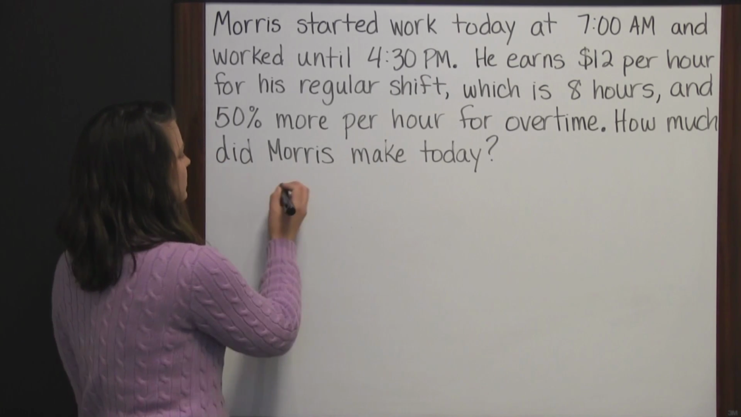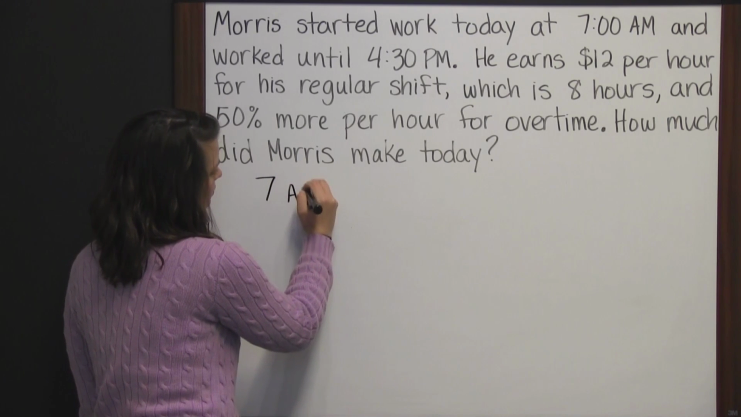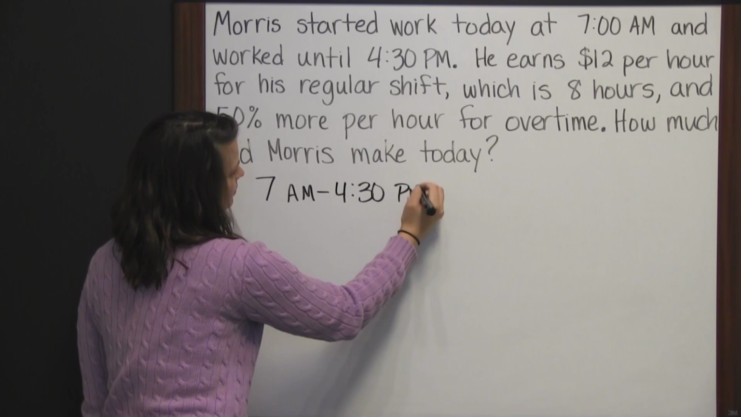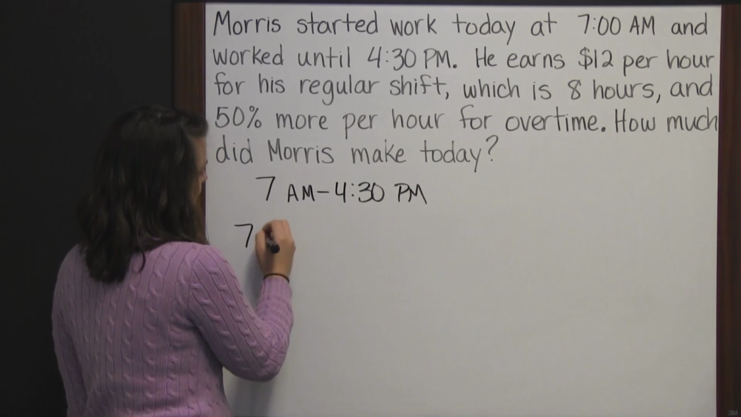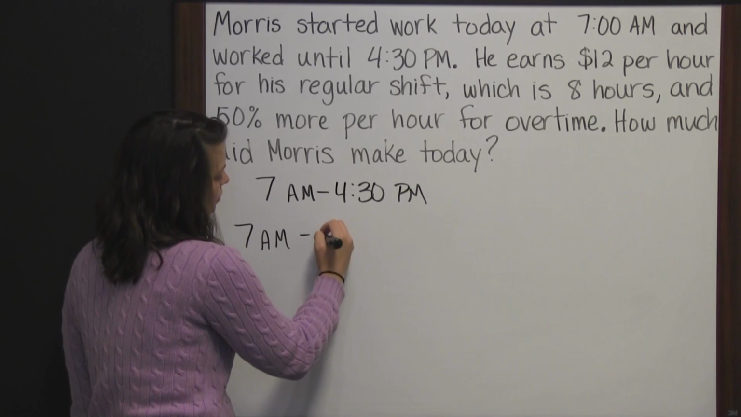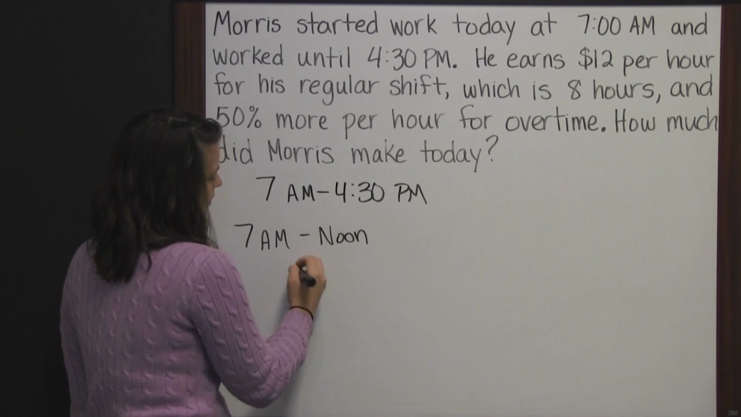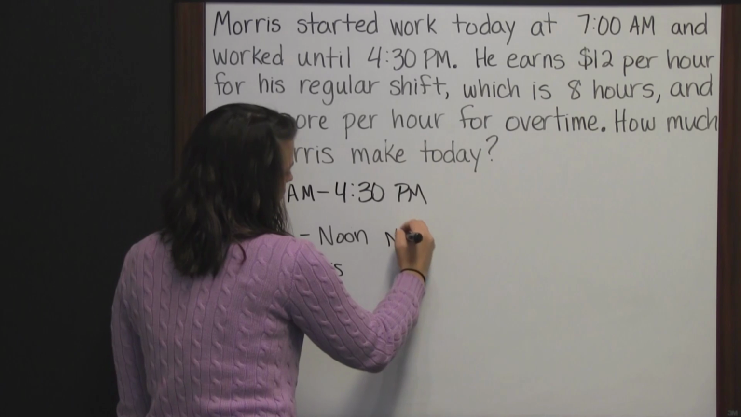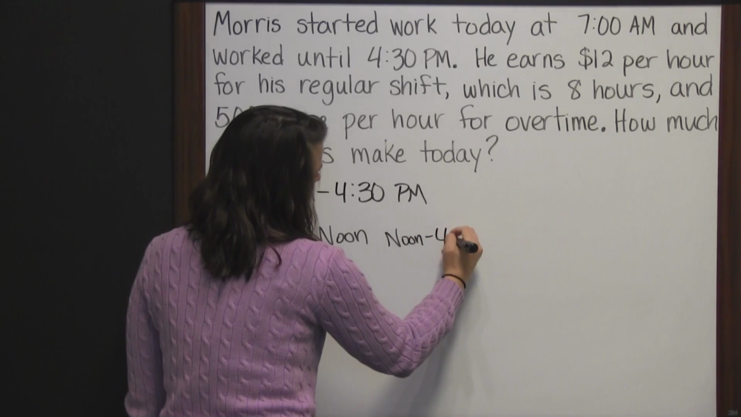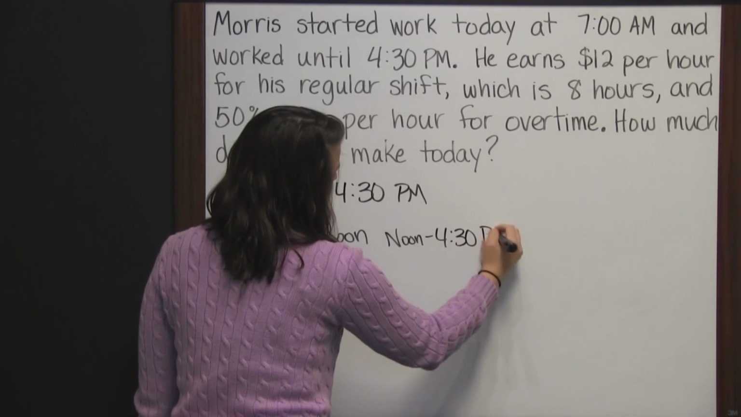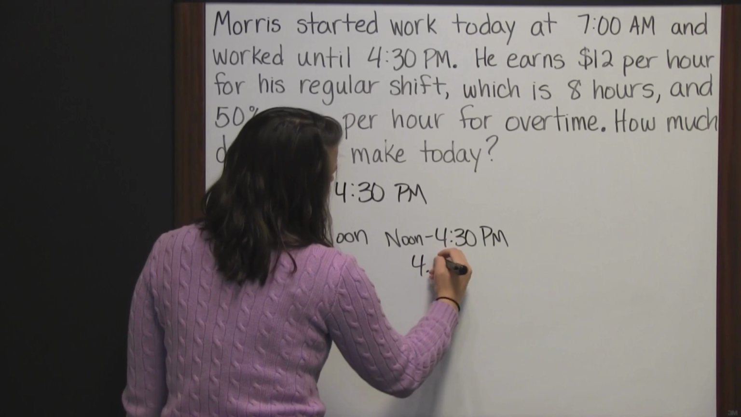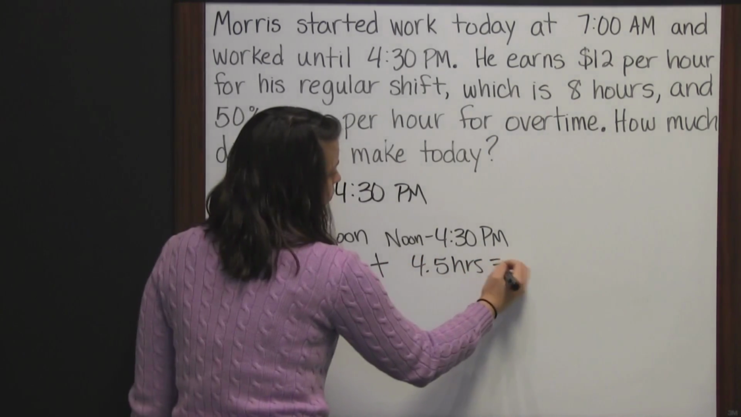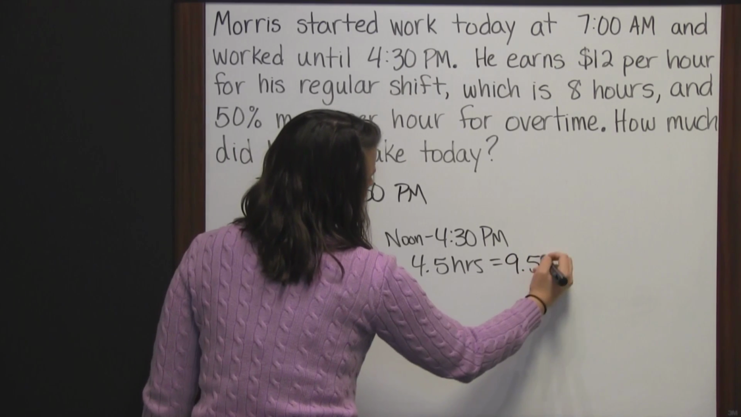So if he worked from 7 a.m. to 4:30 p.m., then from 7 a.m. to noon, that's 5 hours. And from noon to 4:30 p.m. is 4.5 hours, which means he worked for a total of 9.5 hours.